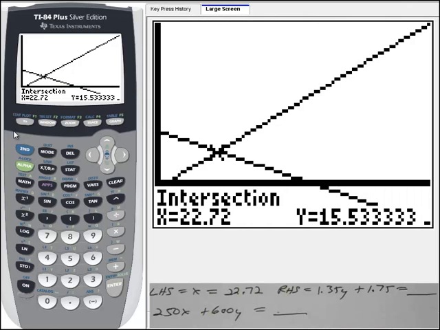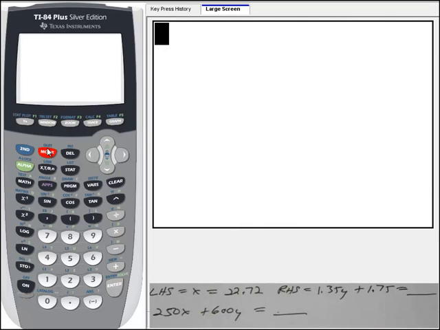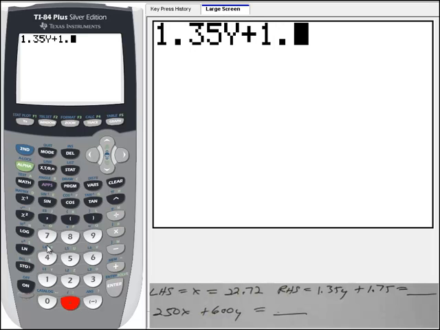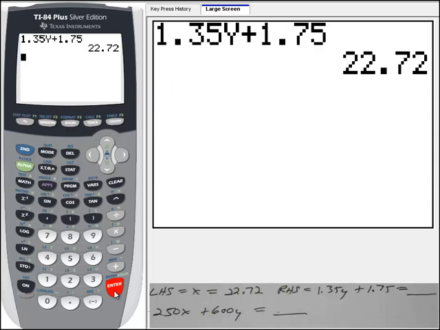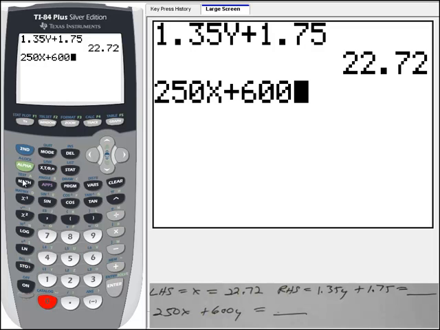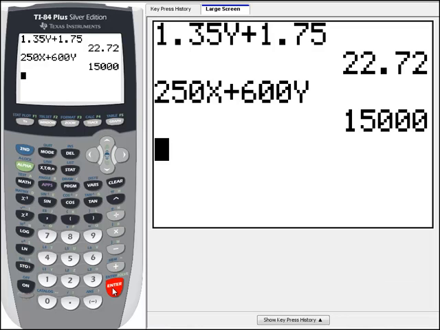Here at the calculator, let's return to the home screen. Okay, the right-hand side of equation 1. We need 1.35y plus 1.75. 22.72, which is the left-hand side. Okay, that looks good. Now, the equation 2 check here. 250x plus 650y. Okay, great. That's the 15,000 we were looking for.